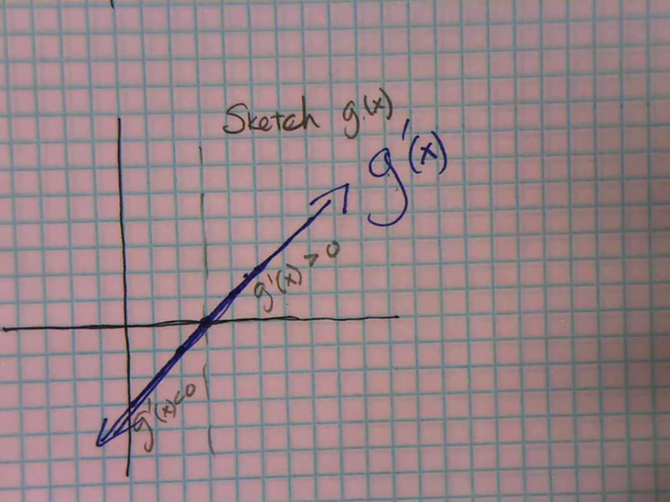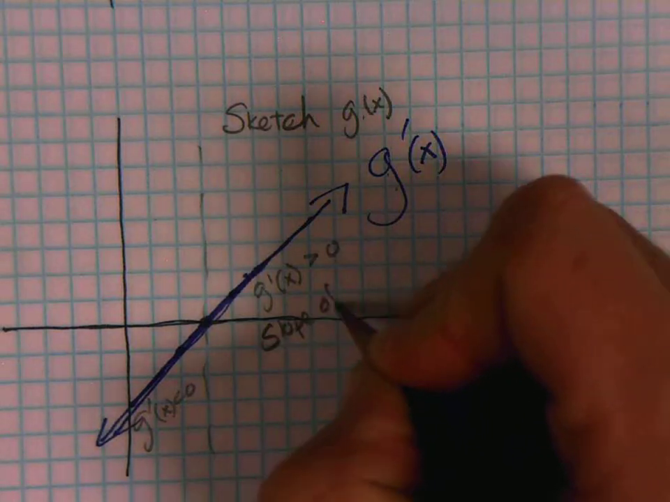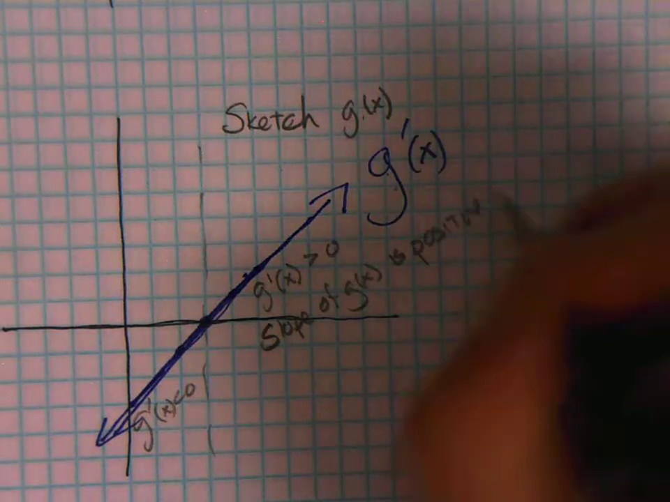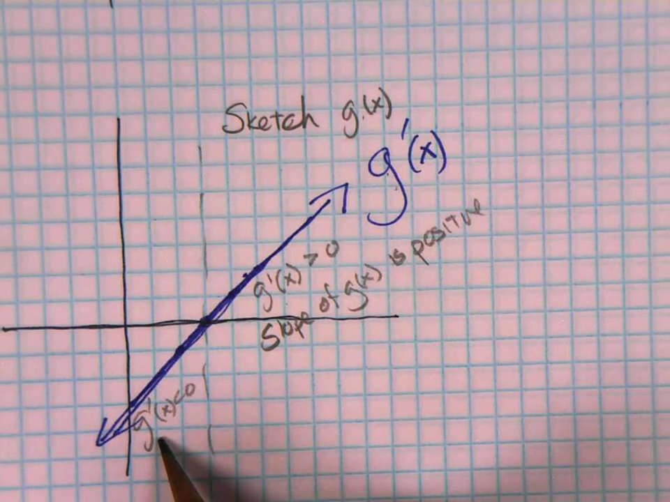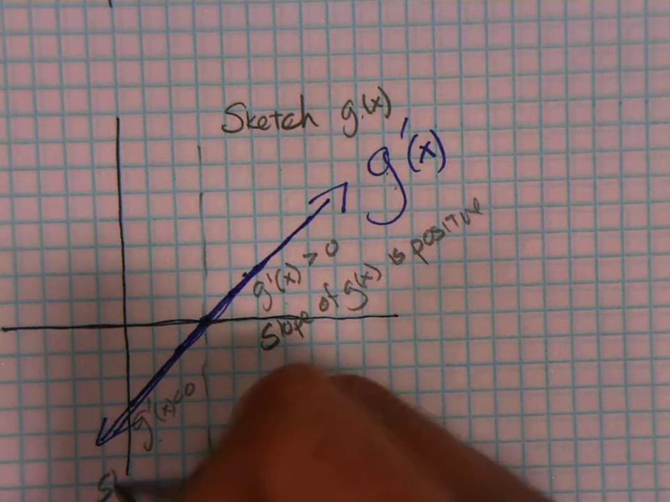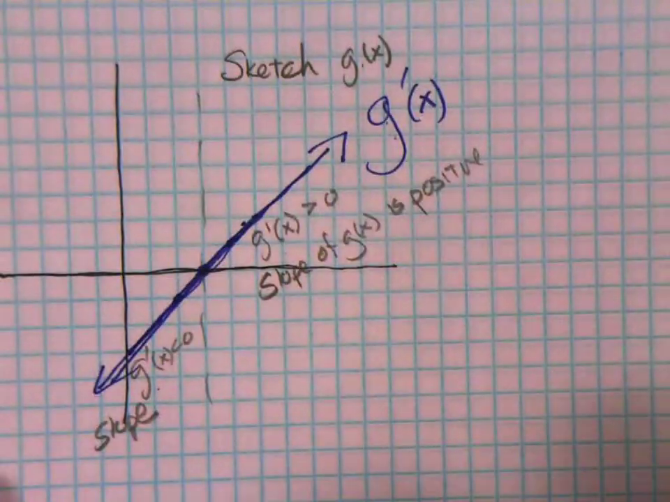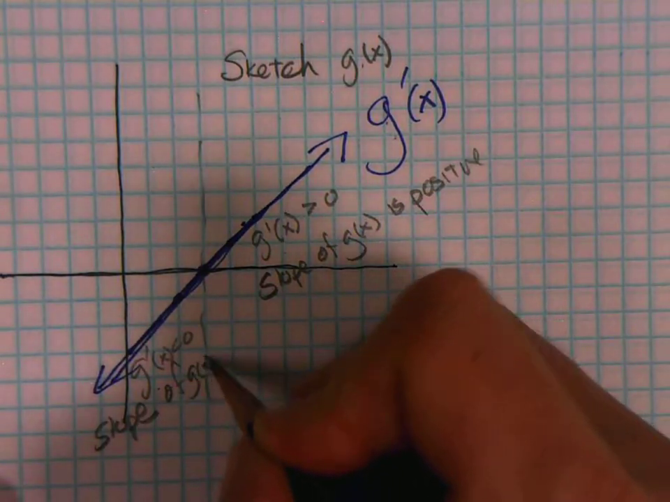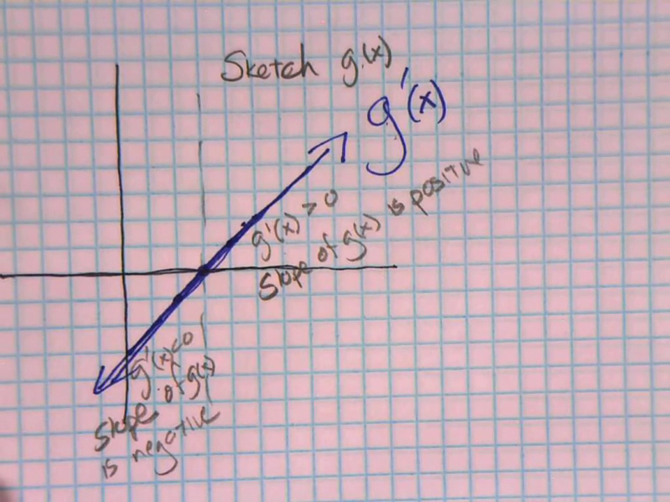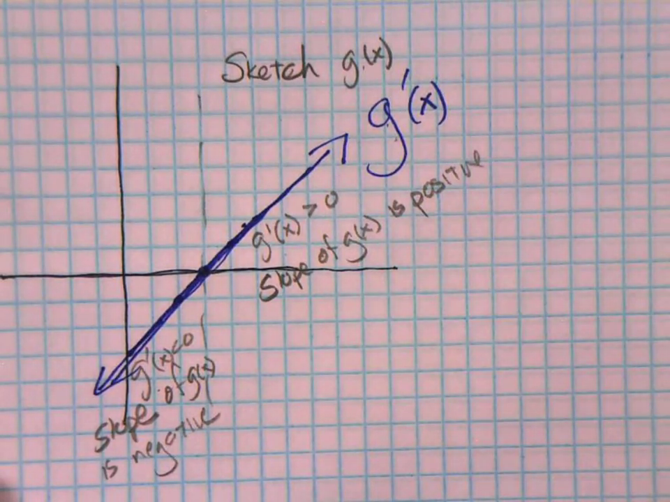Let's think about this for a moment. G prime is the derivative of g. So that means the slope of g of x is positive over here to the right of 3. What does it mean if g prime is less than 0? If the graph of g prime is below the x-axis, that means the slope of g of x is negative. So we need to draw a graph that has a negative slope to the left of 3 and a positive slope to the right of 3.